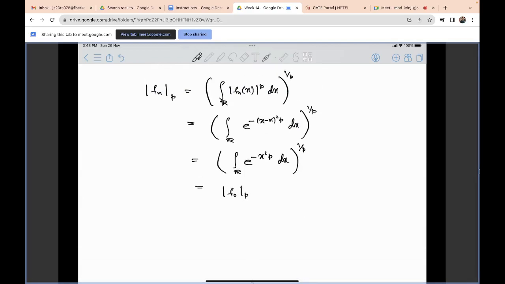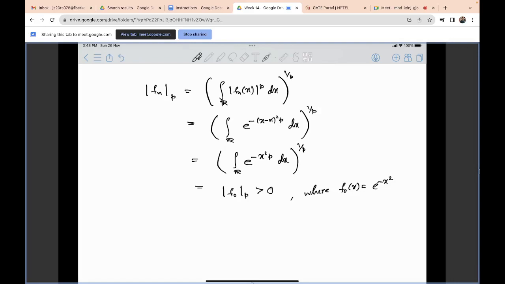And so f0 is basically e to the power minus x square, right? And note that this is a continuous and p-th integrable function. So f0 is positive, and this is strictly bigger than 0, right?